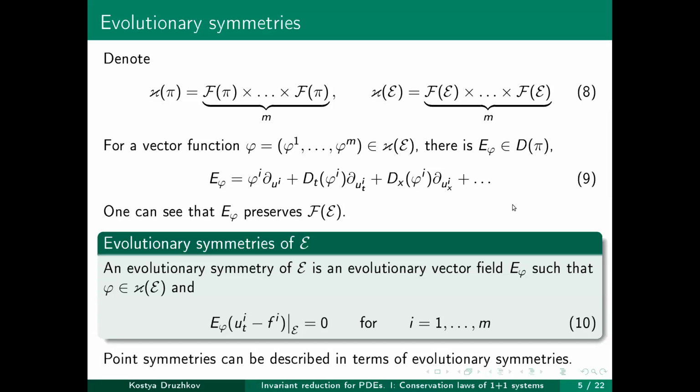It's worth mentioning that point symmetries can be described in terms of evolutionary symmetries as well. Point symmetries and contact symmetries are just particular cases of evolutionary symmetries in some sense. So if we describe something for arbitrary evolutionary symmetries, then we describe it for any local symmetries, including point symmetries and contact symmetries. This is what I'm trying to say.